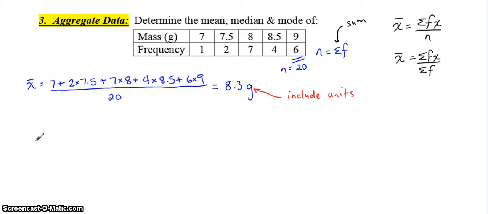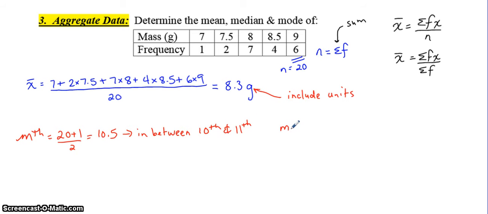Alright, so your median. So we're going to find the mth position. So there's 20 pieces of data. Add 1 divided by 2. That gives 10.5. So it's in between the 10th and the 11th.